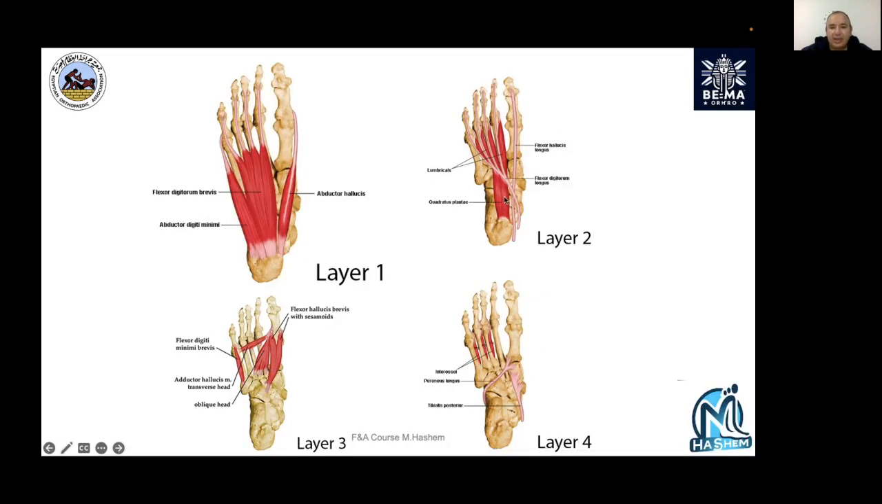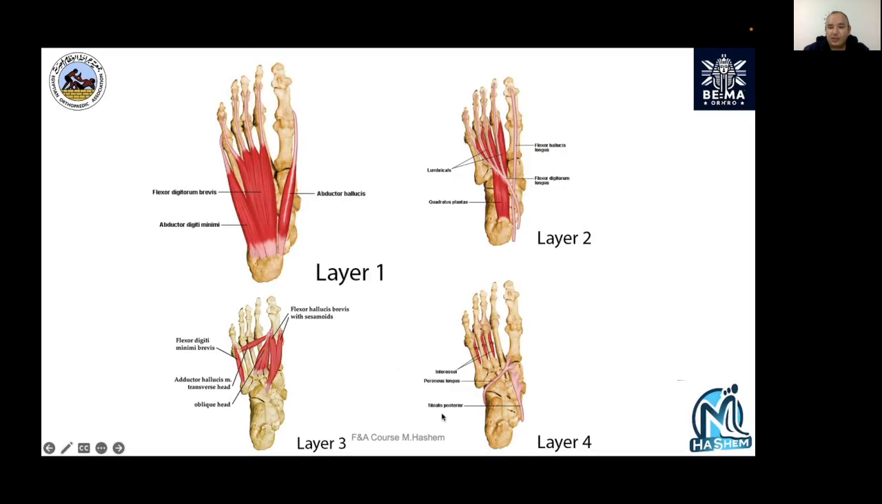Long tendons on the second layer: flexor hallucis longus and flexor digitorum longus, with the lumbricals added to them, because they are attached to the flexor digitorum longus, and the quadratus plantae. Don't worry about it. But remember that the second layer has the long flexors, flexor hallucis longus and flexor digitorum longus, and the flexor digitorum longus has the lumbricals attached to it. Layer number 4 has again long tendons: tibialis posterior, peroneus longus, and the interossei.